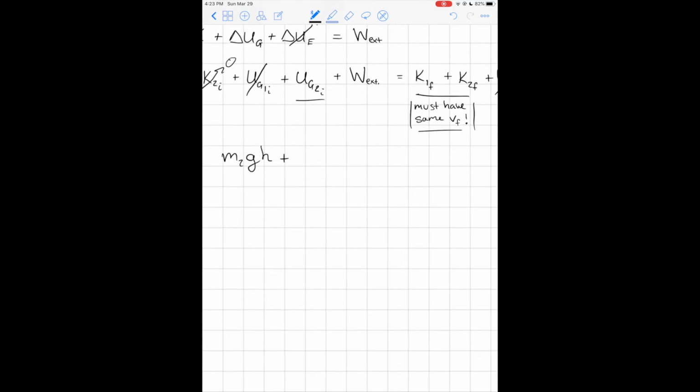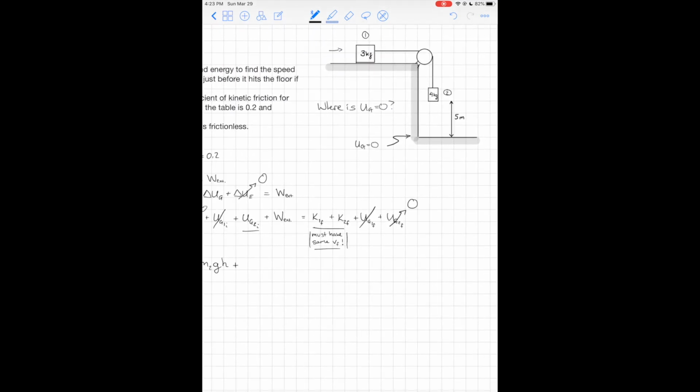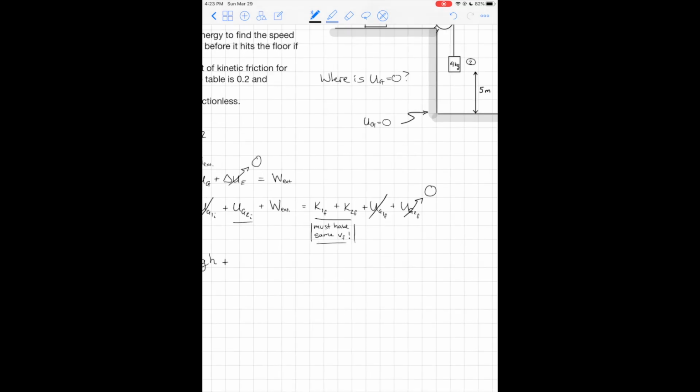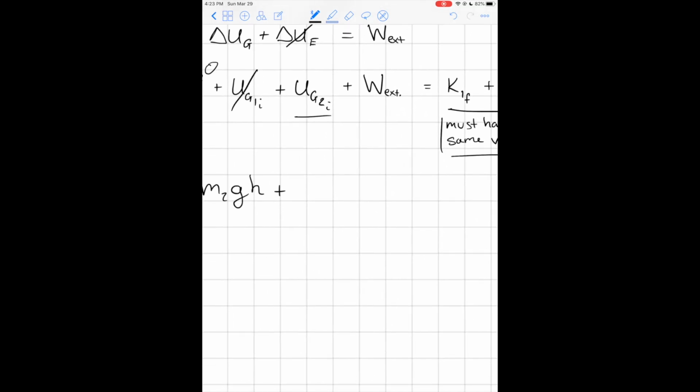I have the work done by friction. Work done by friction, well, that is going to be our normal force times mu k. Our normal force here is going to be equal to mg. So I'm going to have m1g times mu k.